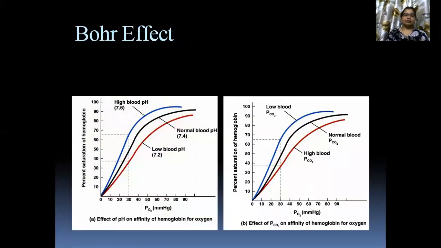And there is a diagram showing the effect of pH on affinity of hemoglobin for oxygen and the effect of the partial pressure of CO2 on affinity of hemoglobin for oxygen.